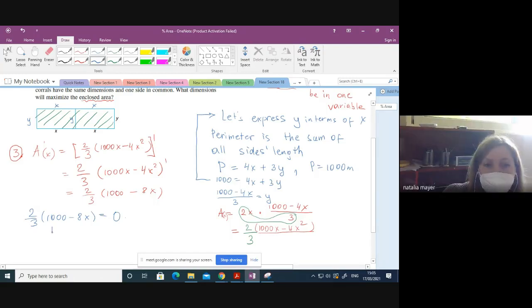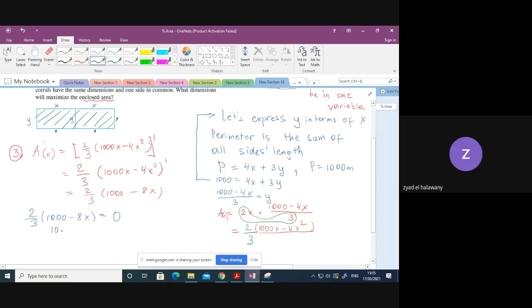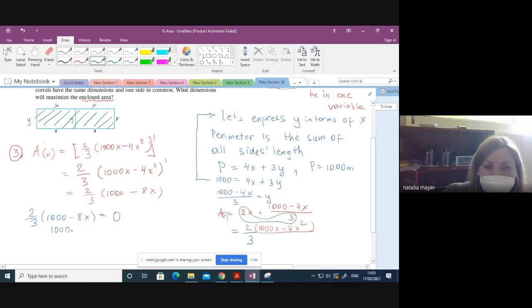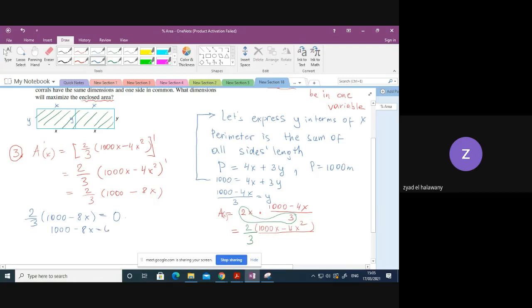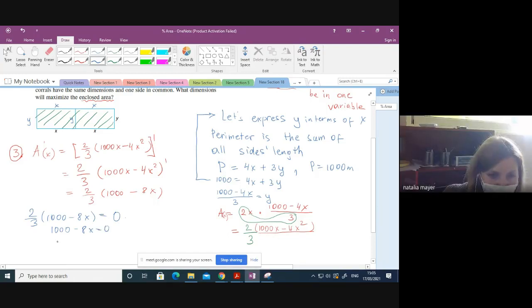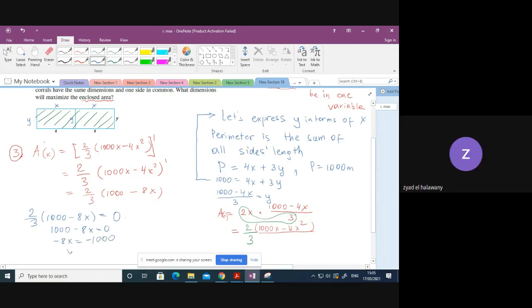Absolutely. No, 2 over 3 cannot be equal to 0 because it's a constant, right? Yes, because it's a constant. So you can disregard it. Yes, 1000 minus 8x equals 0. We'll move the 8x to the other side. No, I moved the 1000. Anyway, so what is the x value?